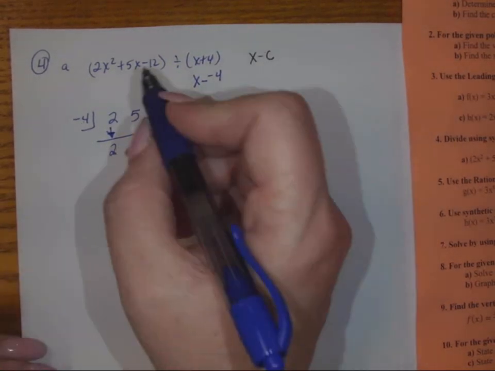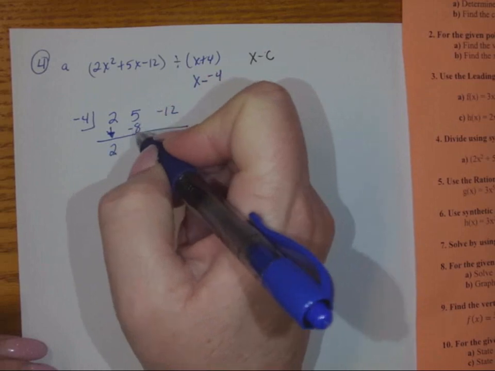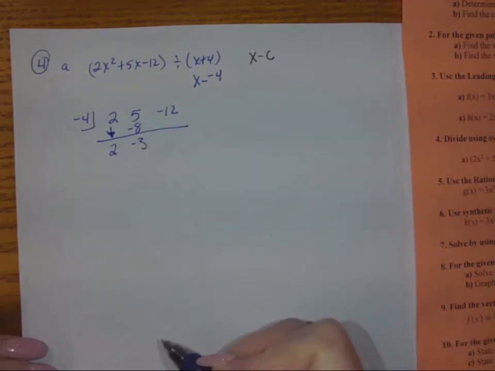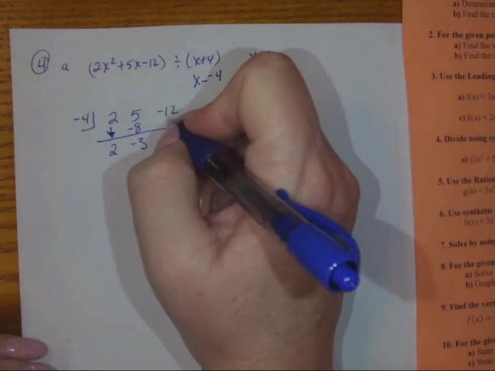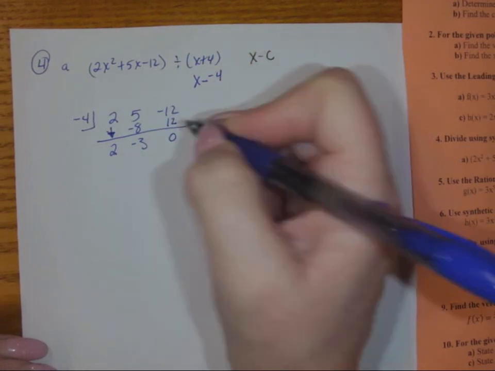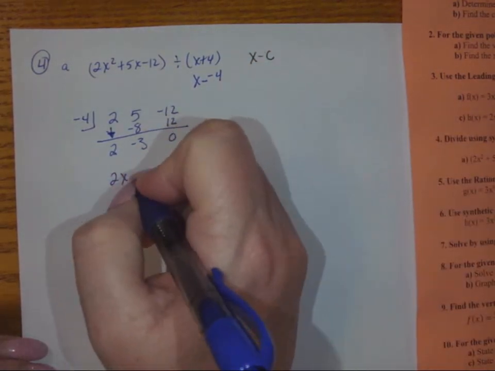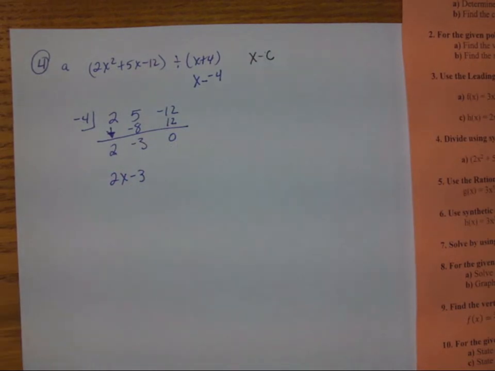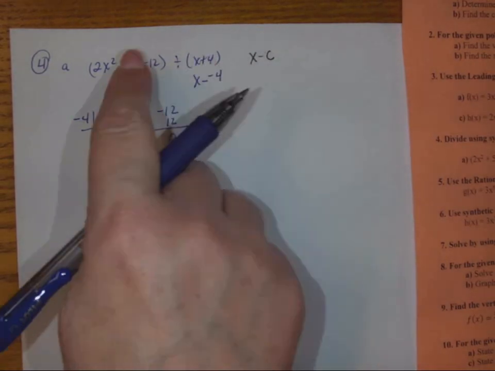2 times negative 4 is negative 8. 5 minus 8 is negative 3. Negative 3 times negative 4 is 12. 12 minus 12 is 0. So our answer would be 2x minus 3. That would be the answer to this dividing into that.